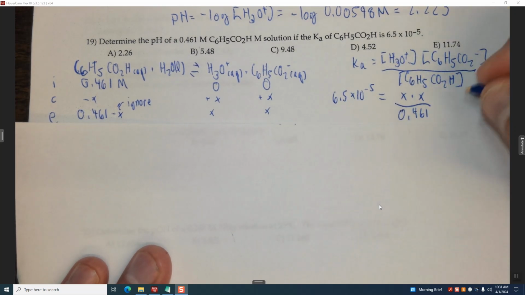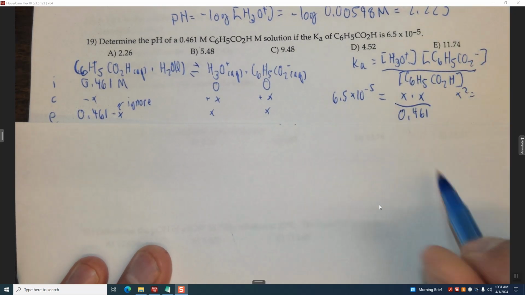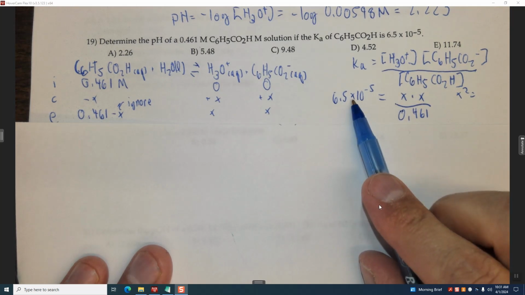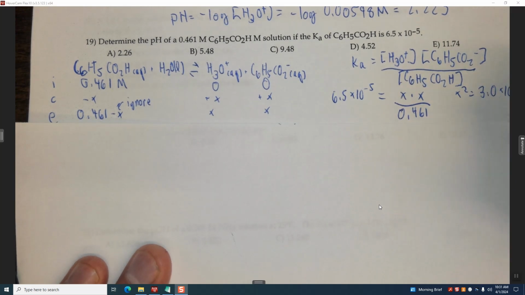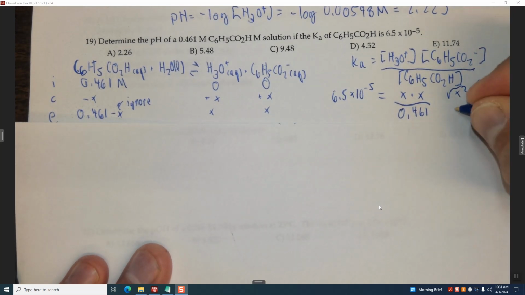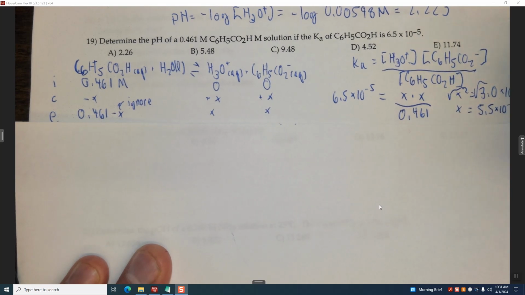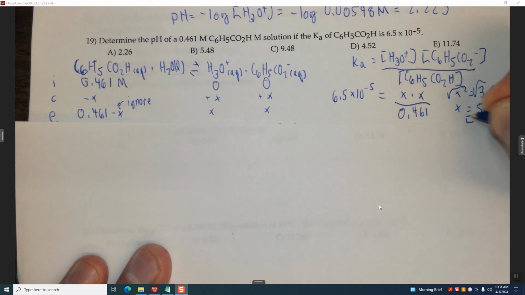0.461. When you do that, you find that x squared is equal to 0.461 times 6.5 times 10 to the minus 5, which is going to be 3 times 10 to the minus 5. Now take the square root, and you find that x is equal to 5.5 times 10 to the minus 3. This is also the concentration of H3O plus.